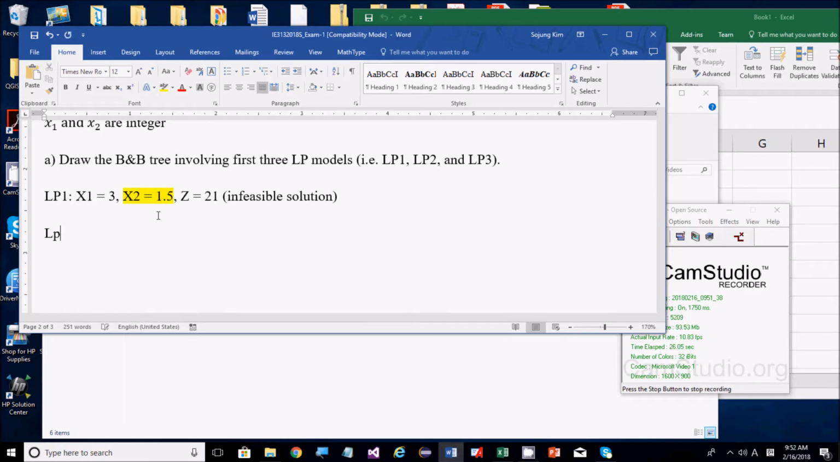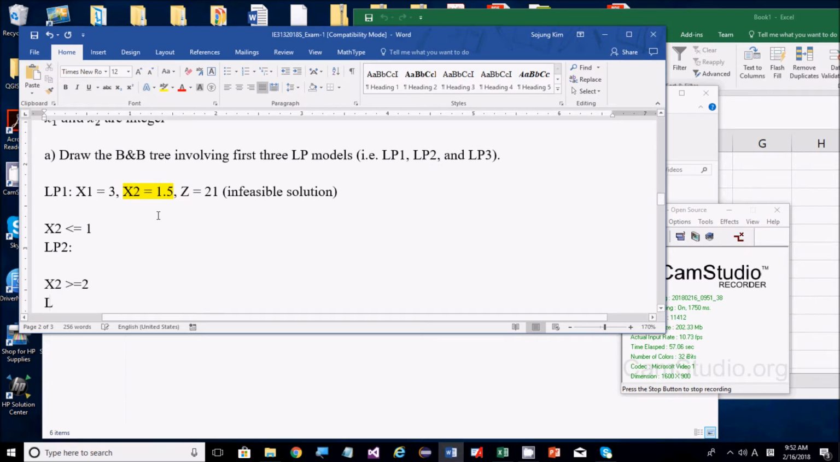So next, in LP2, you should add this constraint because 1.5 is between 1 and 2. First, the lower bound: x2 can be less than or equal to 1 so that it can be 1, and in LP3, x2 can be greater than or equal to 2 so that it can be 2.